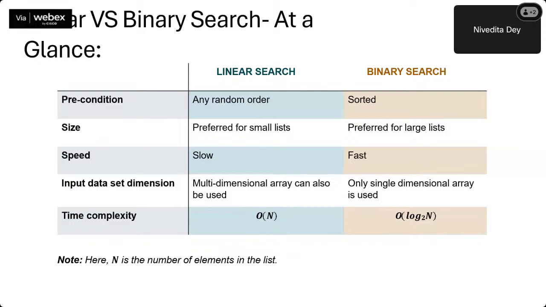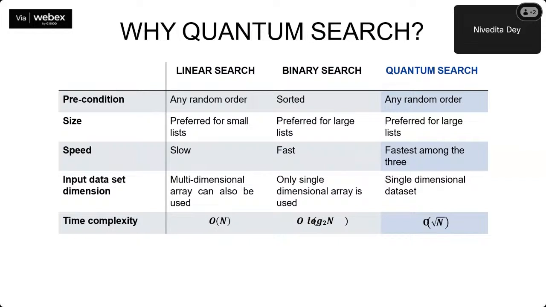So for a sorted array, we definitely need to go for binary search. We do not need any quantum search there. But why do we need a quantum search? Because there exists a quantum search algorithm that can process any random order, and it is also preferred for large lists. It is the fastest among the three in terms of random order.